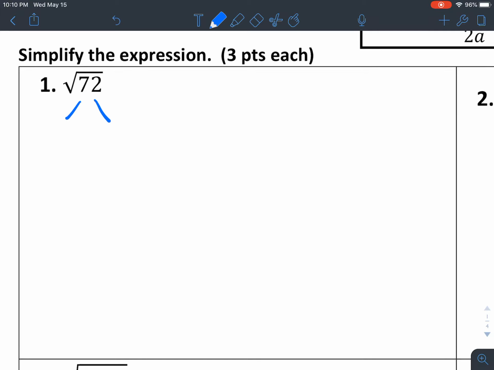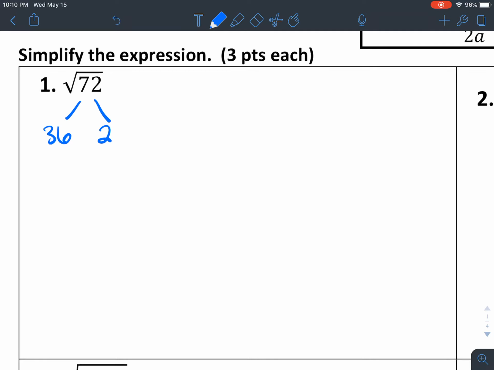So what we should come to the conclusion of is that 36 is the biggest perfect square that goes into 72. Because if the number is smaller than 72, it would be 64, which does not go into 72 evenly. 49 does not work. 36 is the first perfect square that goes into 72 if we're working our way down. And 36 times 2 gives me 72.